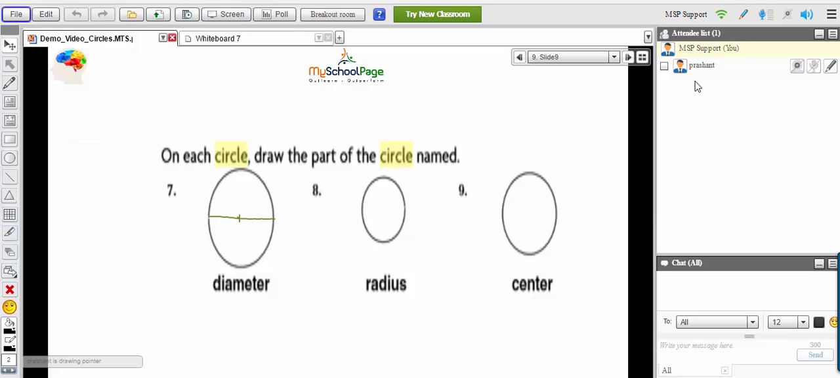And now coming to the radius. Radius is the distance from the center to the circle. So this is the radius. Okay? And now the center is the midpoint of the circle from where all the distances to the circle are equal. So this is the center.